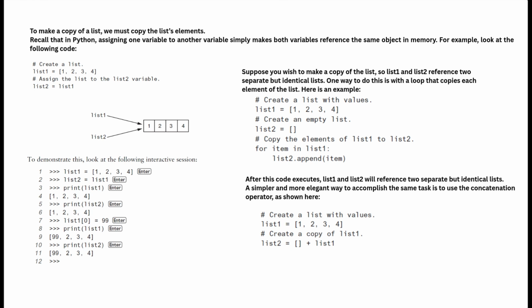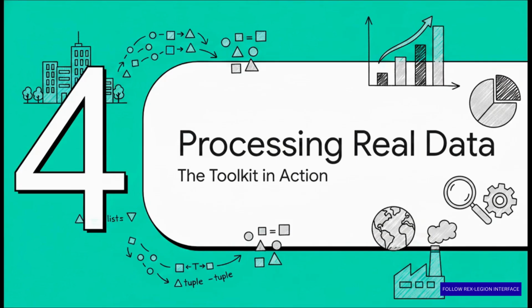To safely create a totally separate, identical copy, you want to use concatenation. By adding an empty list to your current list, you're essentially forcing Python to build a brand new, independent list in memory. Which brings us to Section 4, processing real-world data, the toolkit in action.